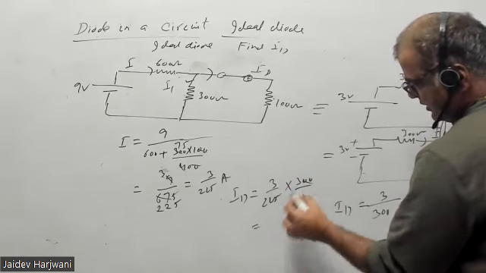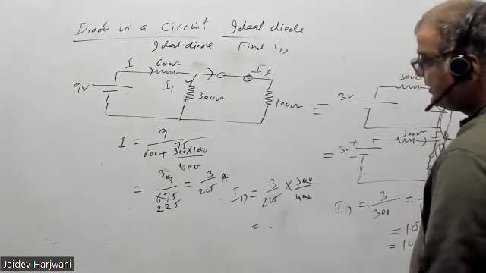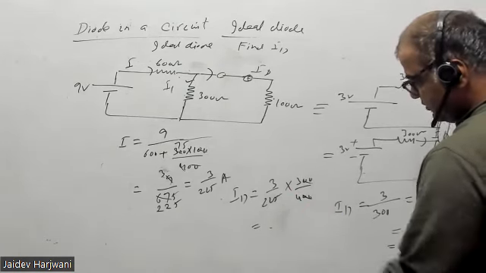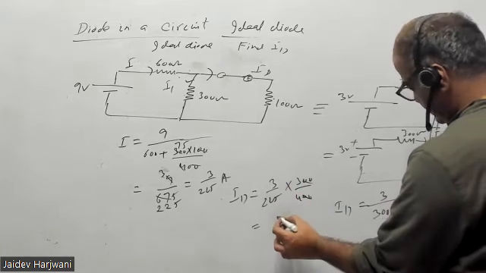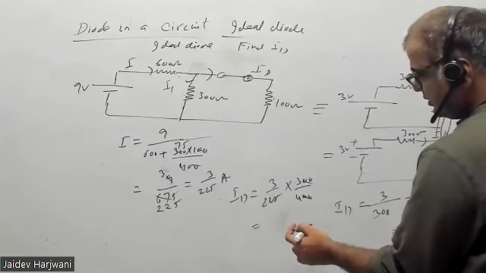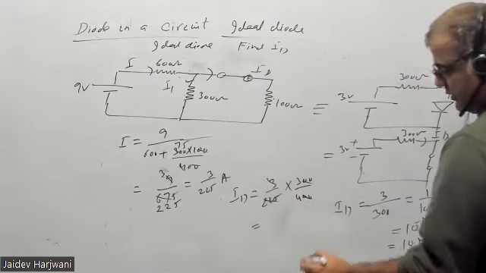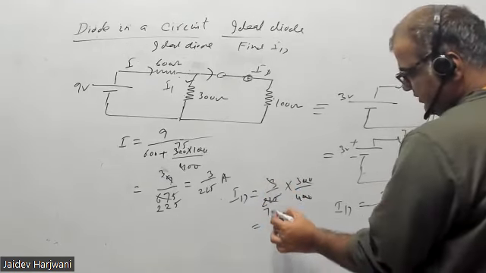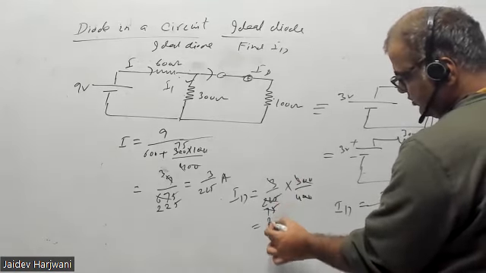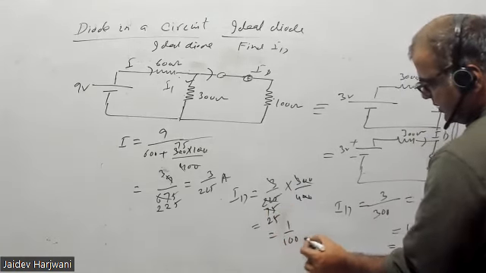Tell me again. 1 by 100. How will this cancel? 225 and 300, then we can simplify. 9 times 25 is 225, and 300 is 12 times 25. So 3 times 300 over 225 times 400 simplifies, and we get 1 by 100 again.